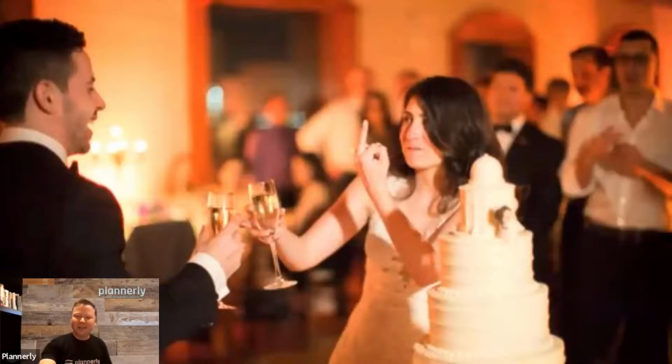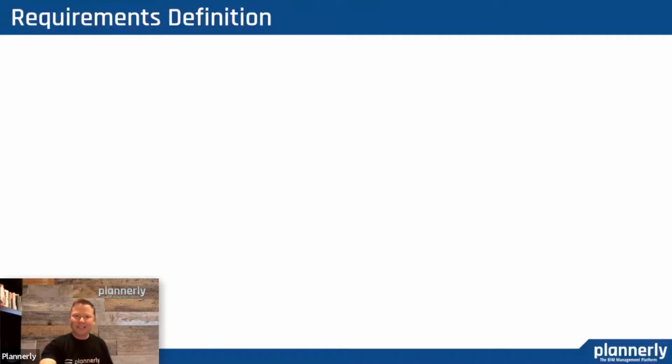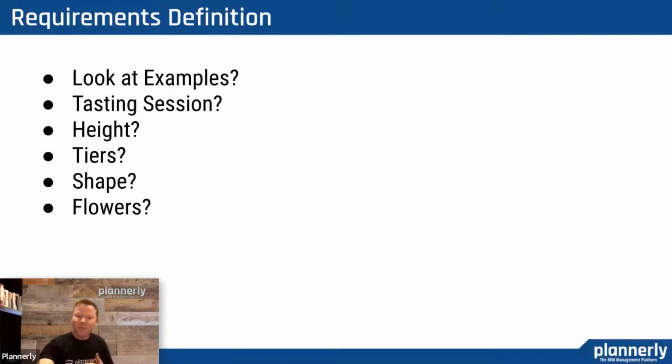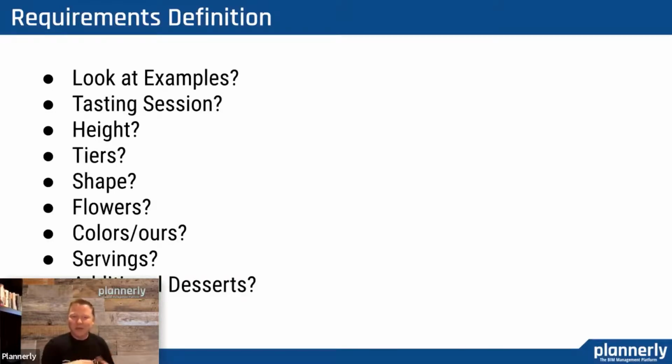So what we try to do is we define our requirements. And when we look at potentially different examples, different cakes that we've looked at in the past, maybe we've been to weddings, maybe we look at examples in the store, we look for that cake in the baker, we go to a tasting session. So we're actually going through this, and this is part of the appointment process. We're understanding what is the cake type that we like, how tall would we like it, how many tiers would we like, what shape, do we want flowers or not, what colors, how many servings, are there going to be additional desserts, does it fit within our budget? So there are all these different decision points.